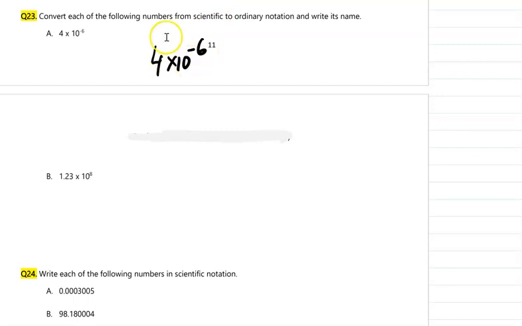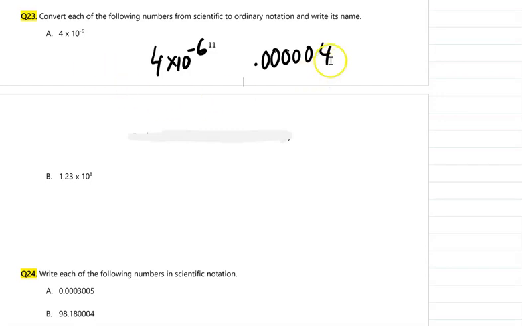To write it as ordinary, you have to remove this 10 to the power negative 6, and notice that this is a very small number because of the negative 6 as the power of 10. You move the decimal of this 4 six units to the left. Since you have a decimal after 4, to move 6 units to the left, you add 5 zeros. So you get 4 0 0 0 0 0 point.